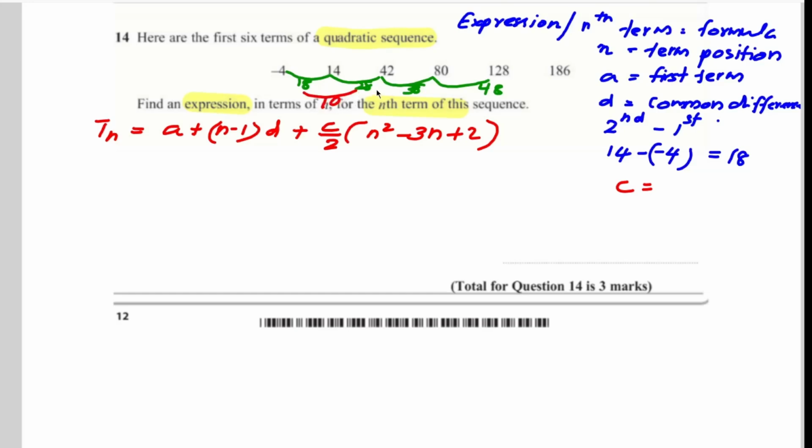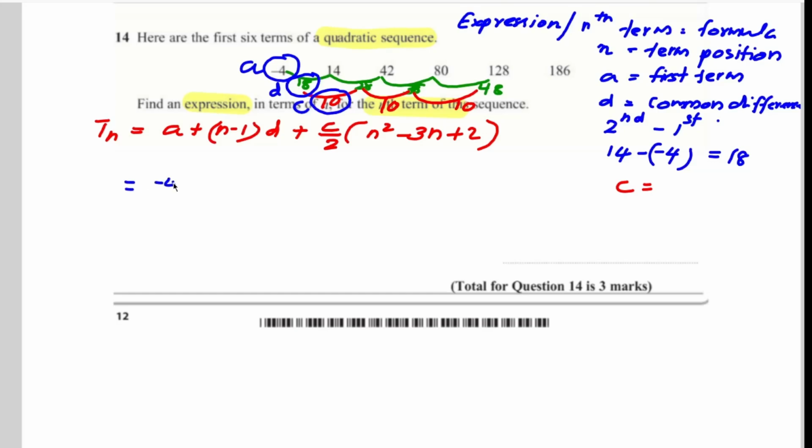Then what about these two? This is 10, this is 10, this is 10. Then when getting A, remember in this way, this is A, this is D, this is C. So this is the way how we get it. A, D, C. D is in the middle. A, first common difference, second common difference. A, D, C. Then plug in the values into this formula.